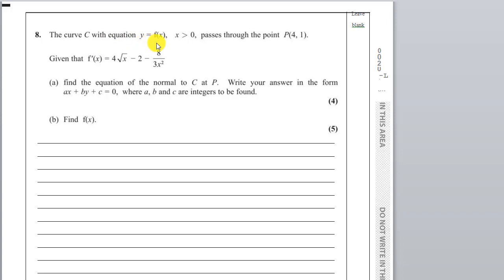The curve C with equation y equal to f of x, where x is bigger than 0, passes through the point 4 and 1. Given that f dash of x is equal to 4 square root of x minus 2 minus 8 divided by 3x squared. Find the equation of the normal to C at point B. Write your answer in the form ax plus by plus c equal to 0, where a, b and c are integers to be found.